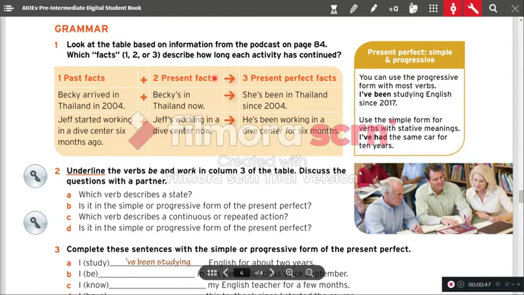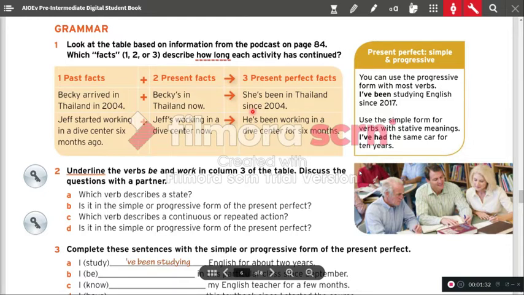So we have these three facts: past facts, present facts, and present perfect facts. Which of these describe how long each activity has continued? Very good, the number 3. Because if we see in the number 1, the past facts, it says in 2004, 6 months ago. This doesn't describe how long, this describes when it happened in the past. Then here we're just mentioning now. But here we are mentioning how long the activity has continued.